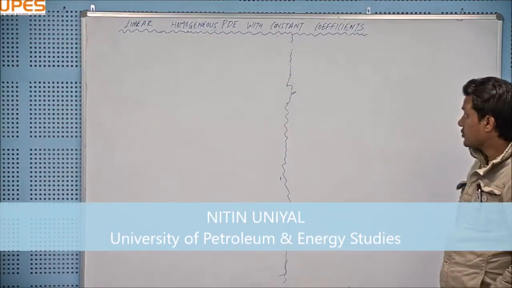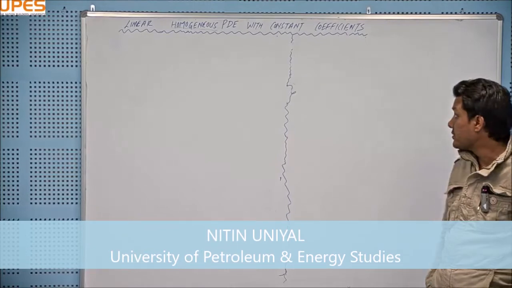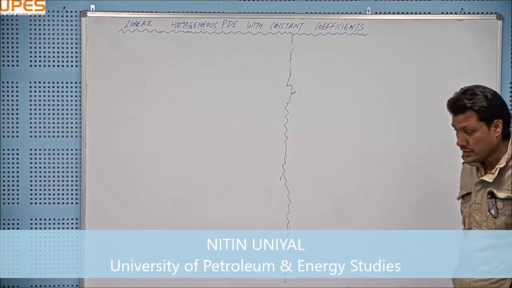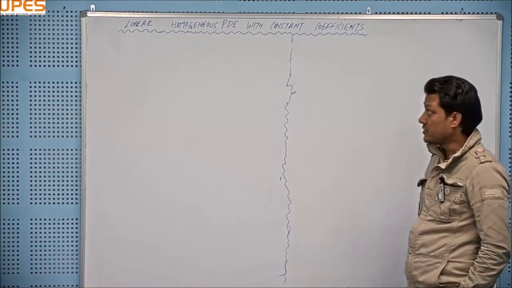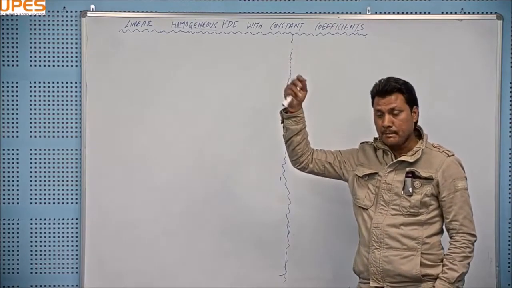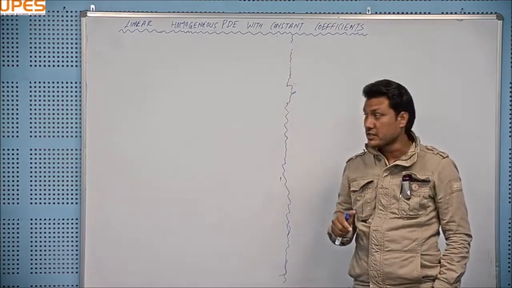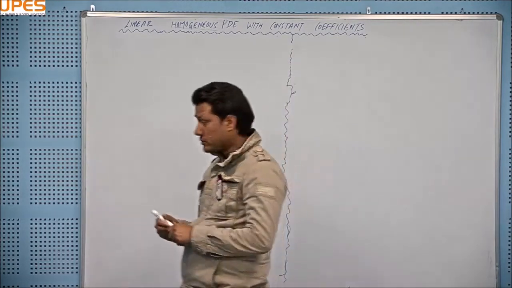So today our topic will be linear homogeneous PDE with constant coefficients. As in our last video, we discussed the case when the right hand side of this homogeneous PDE was 0, but today we'll be discussing the case when the right hand side is non-zero, right?